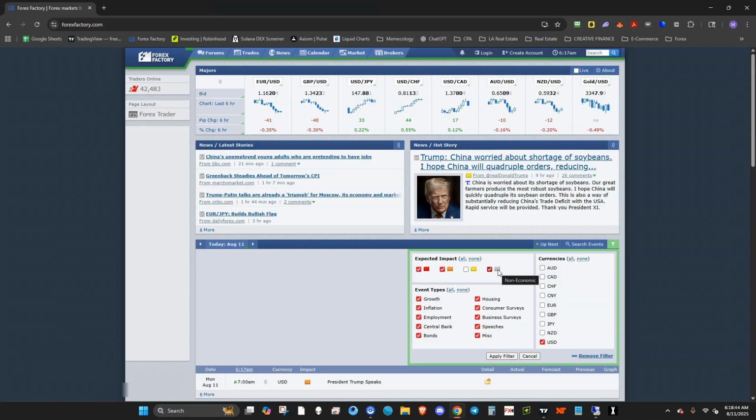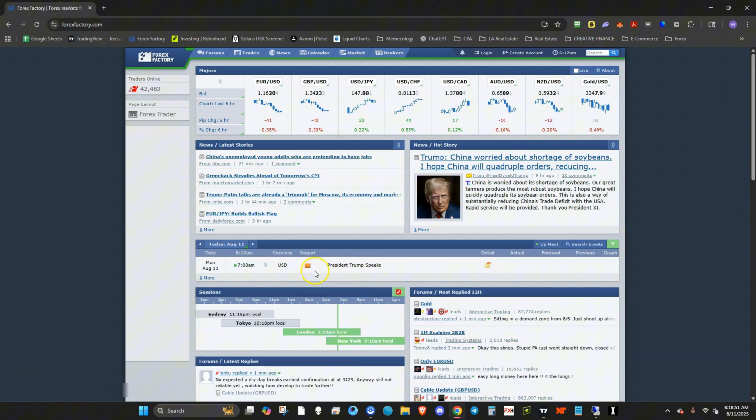This is pretty much when the market is closed, or when the USD is closed, they have a holiday, things like that. I want to know. So pretty much that's what I'm waiting for. 7 a.m. this thing should move, so we're just gonna wait.